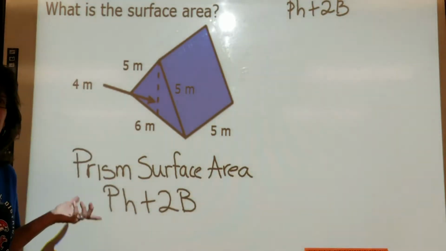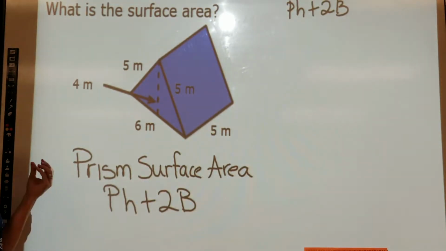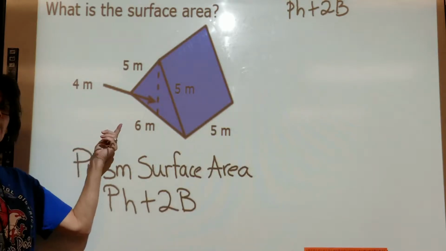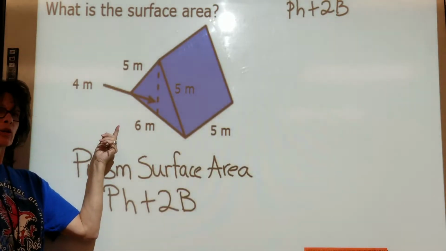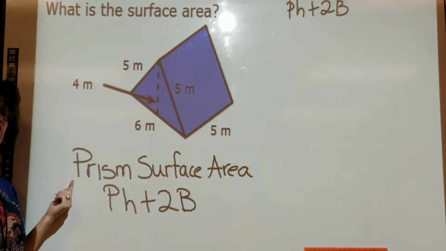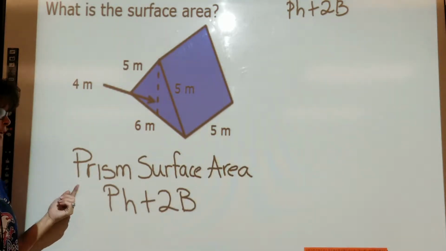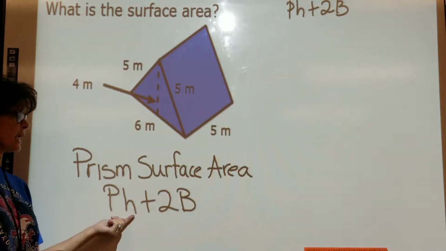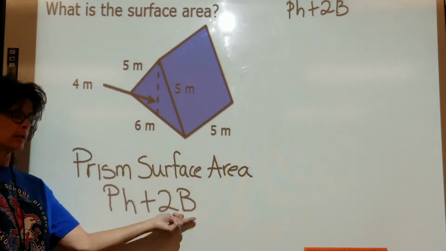All right, welcome. Today we are going to talk about triangular prisms, and we're going to talk specifically about finding the surface area of a triangular prism. As you might remember, we've already discussed rectangular prisms, and the prism surface area formula for the total surface area is capital P times H plus 2 times capital B.